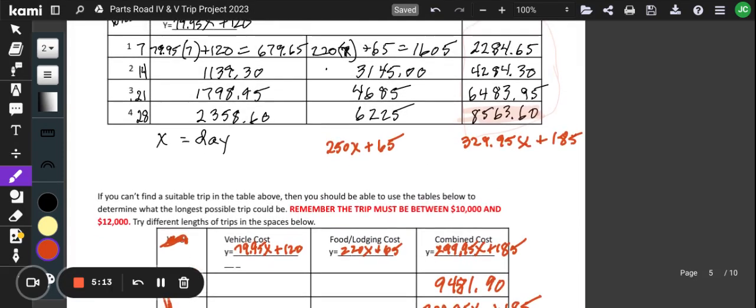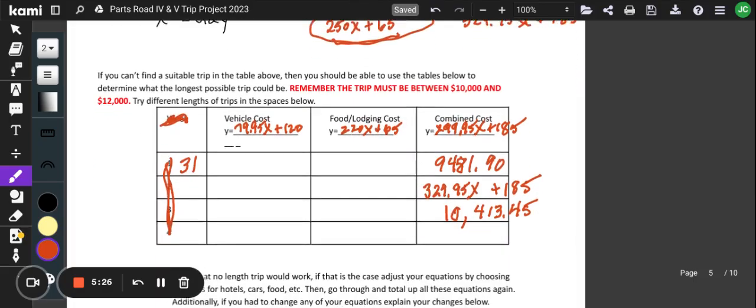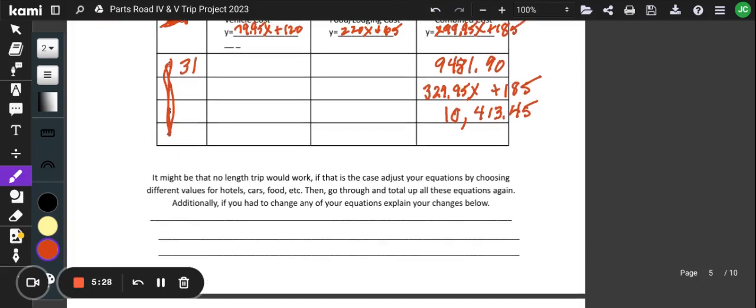Now, don't forget now that we have changed this is our new lodging and food expense column number. So don't forget that when it comes time to graph. It might be that no length of the trip would work. If that is the case, adjust your equations by choosing different values for hotels, cars, food, and then go through and total all the equations again. Additionally, if you had to change any of your equations, explain your changes below.